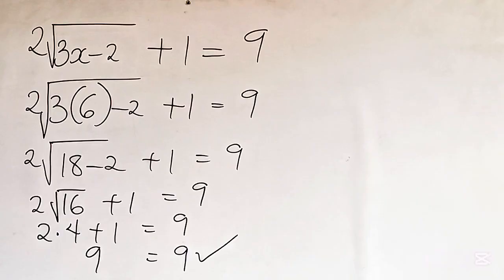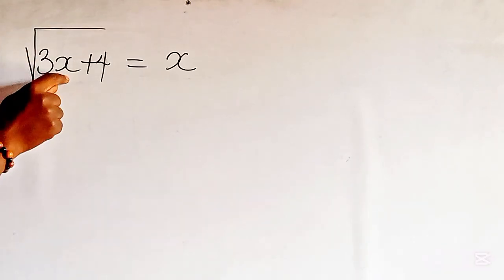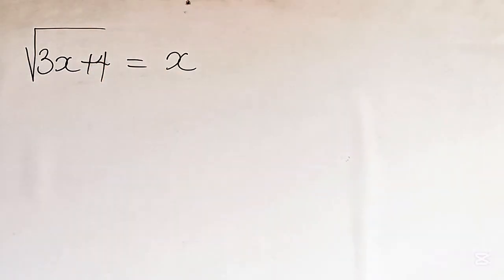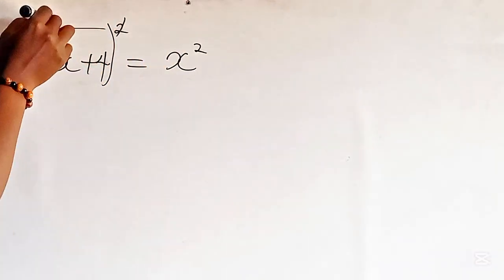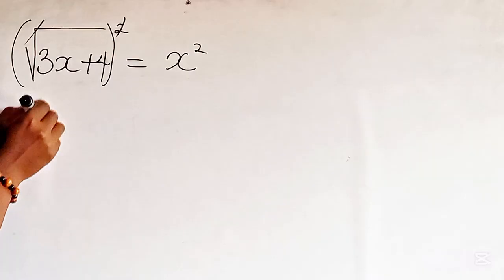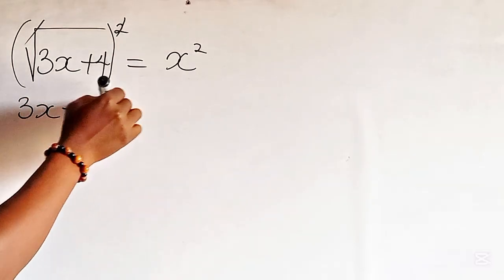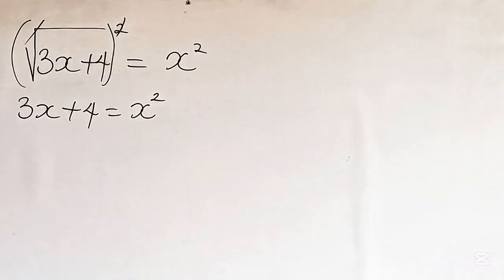Let's take a look at another example where we have the variable outside the radicand. We have the unknown inside the radicand and outside the radicand, yet we have to find the value of x. To do this is very easy. Our radical is already isolated. So we proceed to the next step by eliminating this radicand, and that is squaring both sides. The square cancels out the square root. So we are left with 3x plus 4 is equal to x squared.